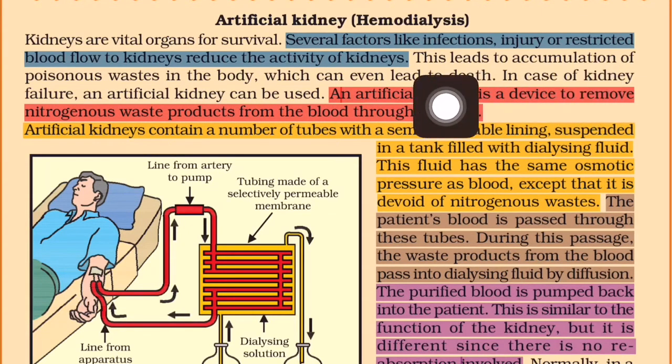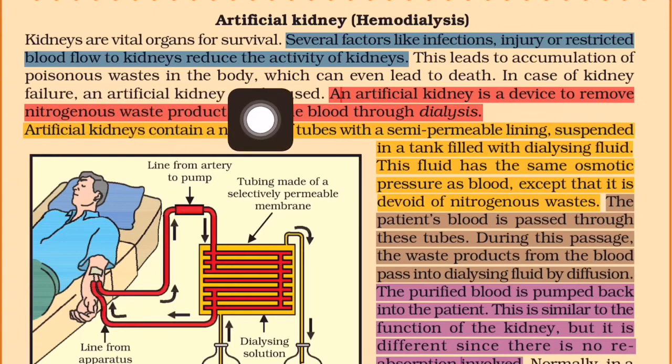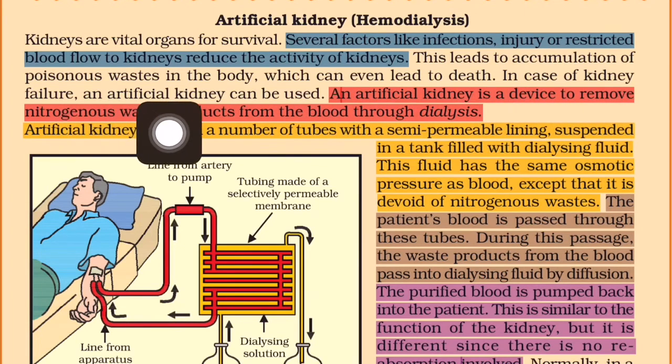These are the main factors for reducing the function of kidney. This leads to the accumulation of poisonous waste in the body, which can even lead to death. As you know, the main function of kidney is to remove the waste material, that is nitrogenous compounds, from the body or blood. So if the function of the kidney is reduced, there may be accumulation of waste material in the body, which may lead to death. In case of kidney failure, an artificial kidney can be used. So if anybody's kidney does not work, then he or she can use an artificial kidney.